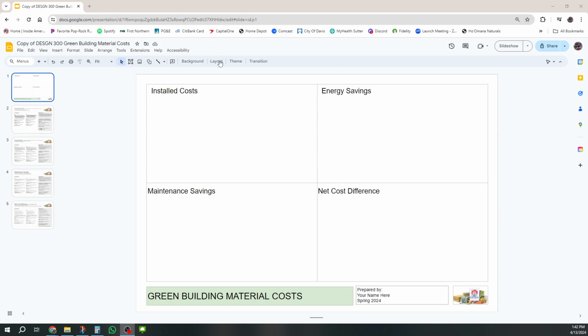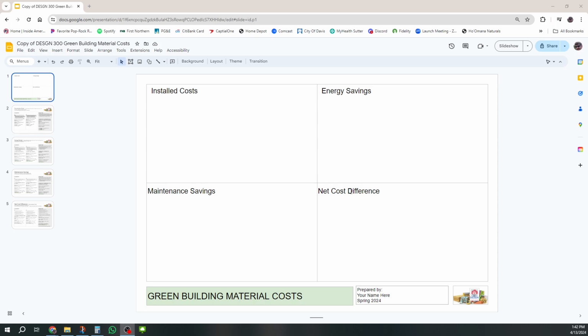But often costs come as installed costs. In other words, what does it cost to buy that stuff and put it in the building to begin with? But then there are some energy savings sometimes due to that material. And sometimes there are maintenance savings. Not often. Many green building products cost more to maintain than standard products. But somehow we come up maybe with a net cost difference.